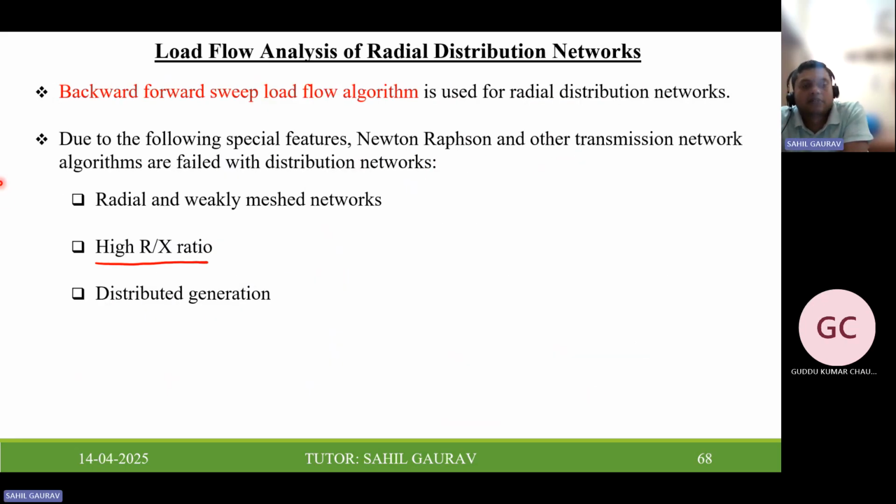The backward forward sweep load flow algorithm is used for radial distribution networks due to the following special features. Newton Raphson and other transmission network algorithms fail with distribution networks, which are radial and weakly meshed networks. We know that transmission networks are of mesh type, while the distribution network is radial or weakly meshed. It has a higher R/X ratio, and it also incorporates distributed generation.